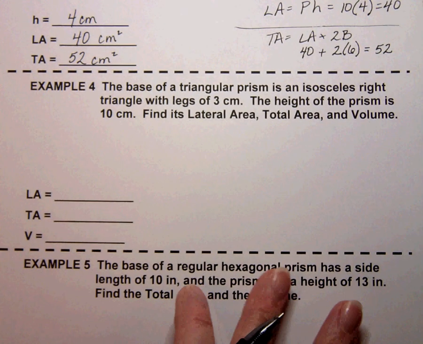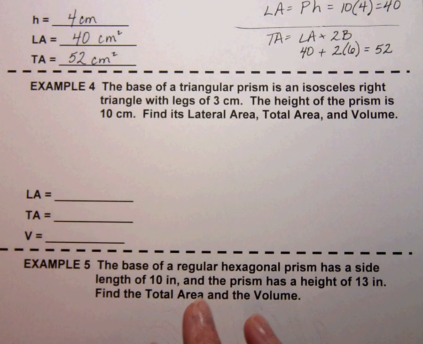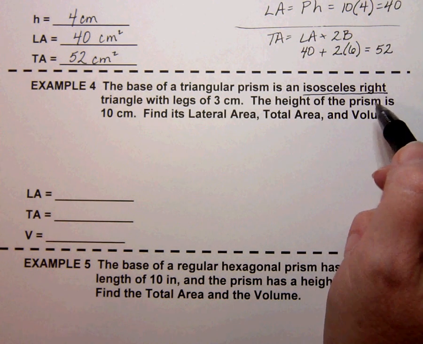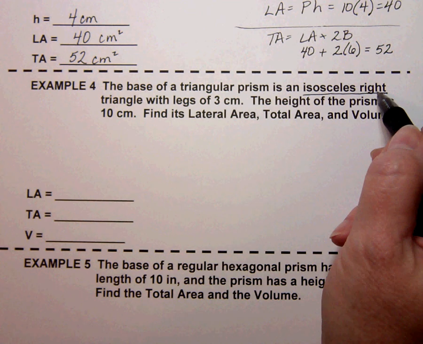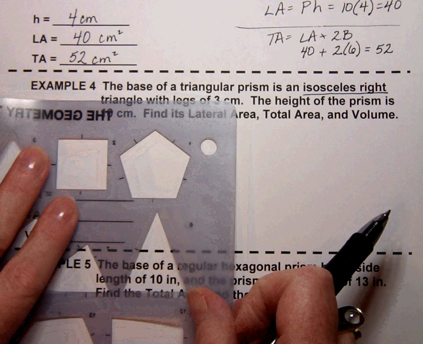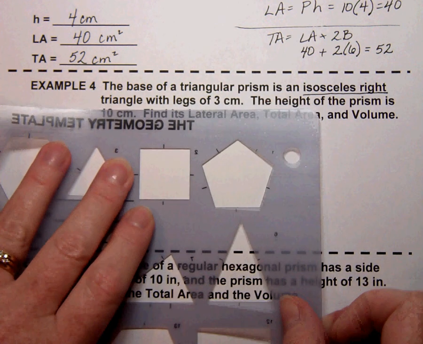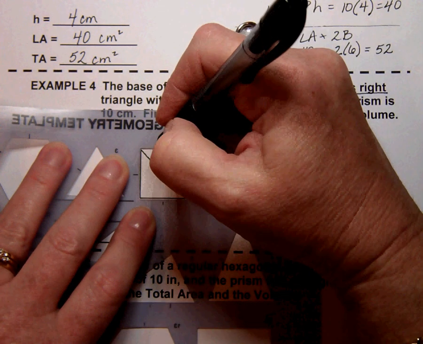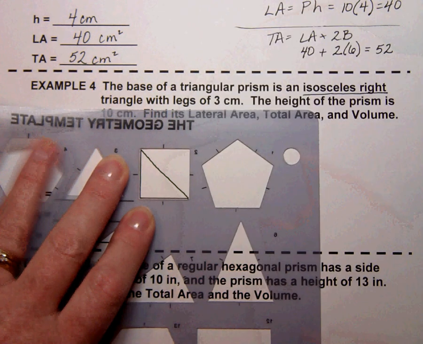Let's read this one. The base of a triangular prism is an isosceles right triangle with legs 3. The height of the prism is 10. Find the lateral area, total area, and volume. Alright, what they're telling you here kind of explains the kind of triangle that you have. It's an isosceles triangle and it's a right triangle. I'll show you how we can draw one if you want to see what that might look like. Maybe I can fit it right here. Isosceles right triangle, think of taking a square and cutting it in half.